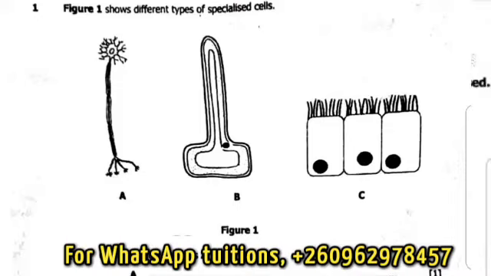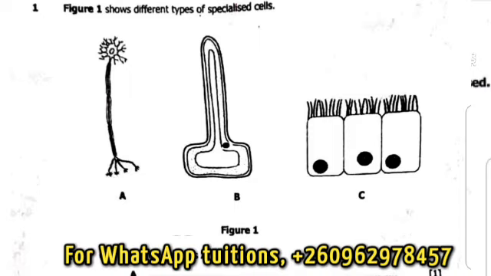I've brought you Biology 2023 GCE and we are focusing on the first question. Figure 1 shows the different types of specialized cells. Specialized cells. And then we happen to have cell A, cell B, and cell C.